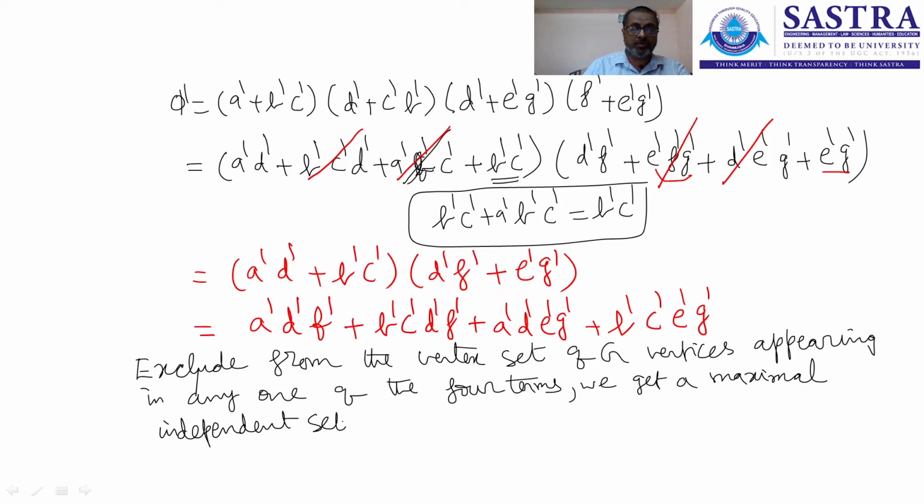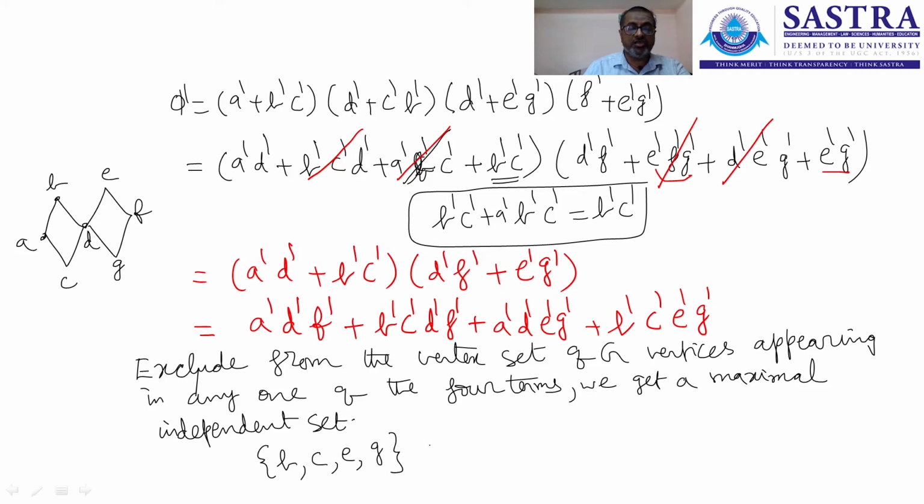So now if you look at this, here I have A', so I have to omit it. Let me draw this graph here, it will be better for our understanding. So I have taken the graph like this: A, B, C, D, E, F, and G. Now I have to remove A, so B, C, E, G is one maximal independent set.